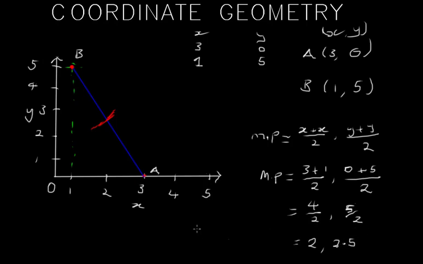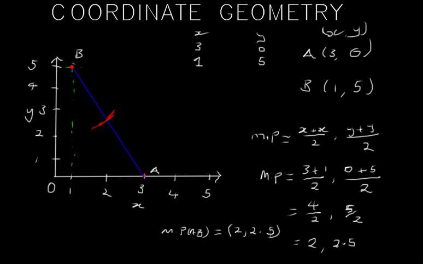So therefore our midpoint AB equals 2.5.